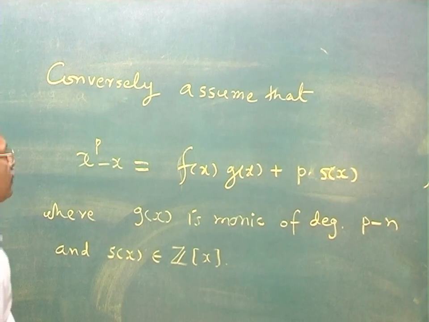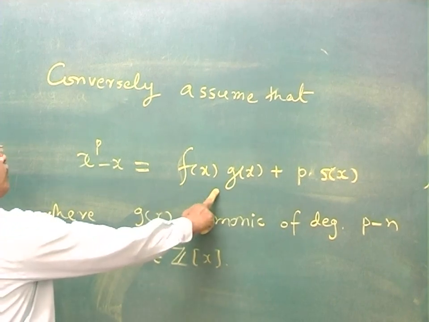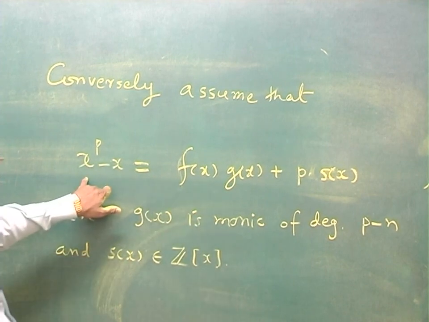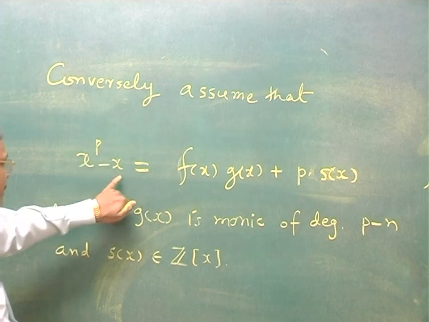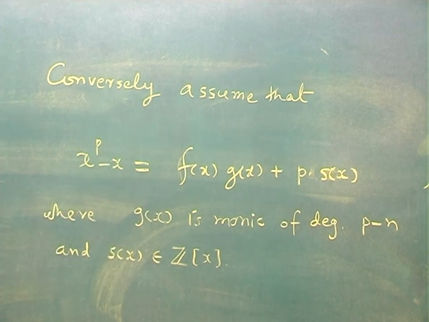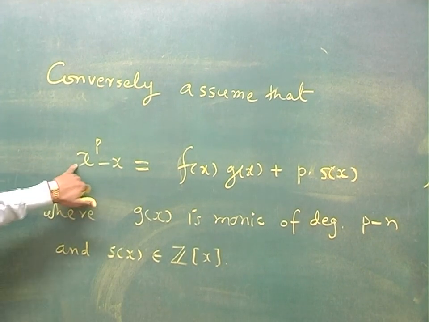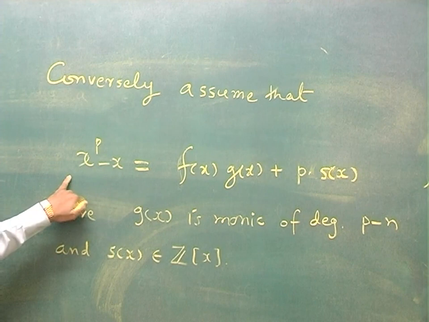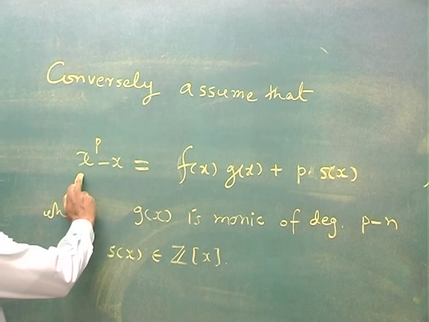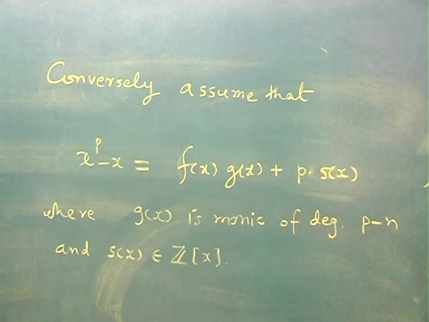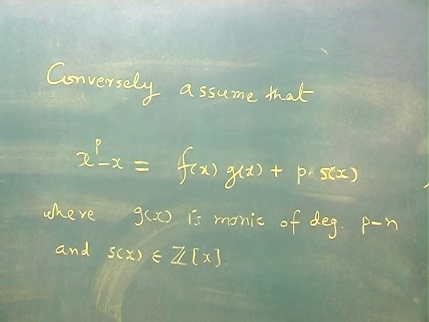Then if you take any solution of f(x), then it's a solution of x raised to p minus x. That's right, because all the elements 0 to p minus 1, they are solutions of this, or all elements from a complete reduced system are solutions of this. Now if you take the n solutions of f(x), we have to show that there are exactly n solutions.